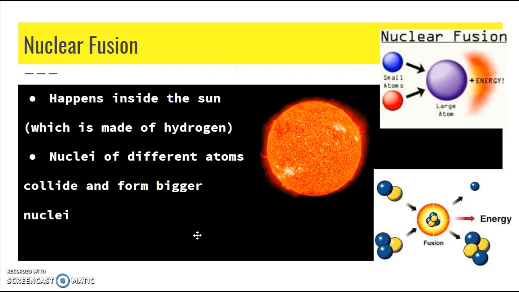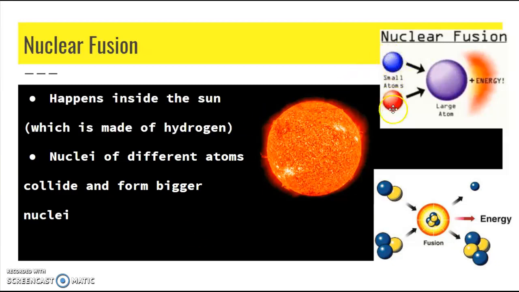Nuclear fusion is how we can form any type of element that exists in the universe, and this all happens inside of stars like the sun. So the sun is made out of hydrogen. Hydrogen just has a proton and an electron, and there are neutrons that can collide, and different small atoms can collide with one another, and they can create bigger atoms. And when this happens, we call that nuclear fusion.